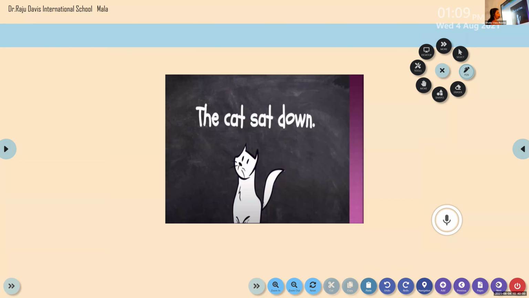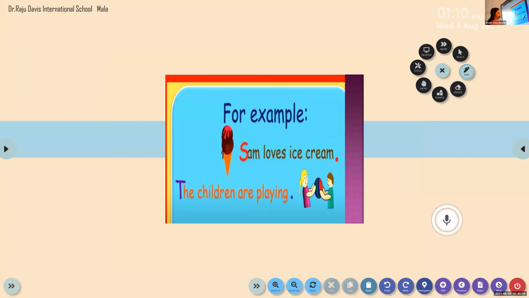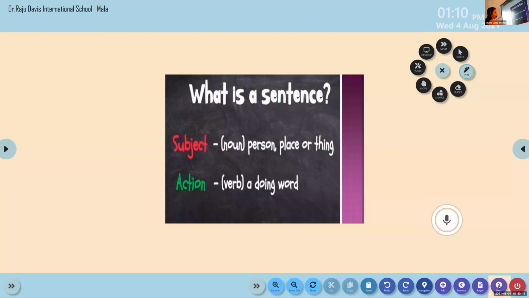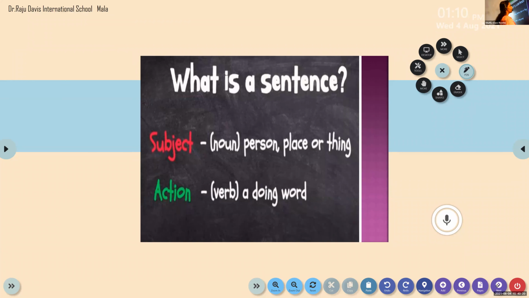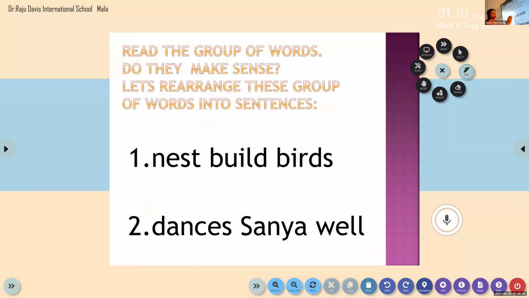And the second point is all about the finger space. The next point is about the full stop at the end of the sentence. I hope you know these three points well. Now let's move on to the next point, children. The next point is very, very important. Here I've given you a few groups of words. Let me ask you, do they make sense, my dear children? Yes or no?